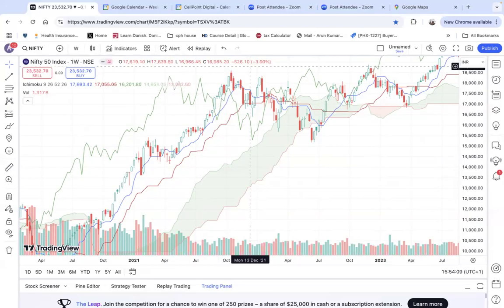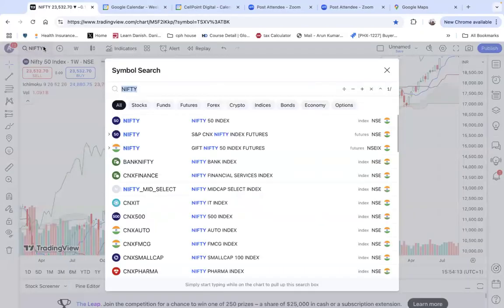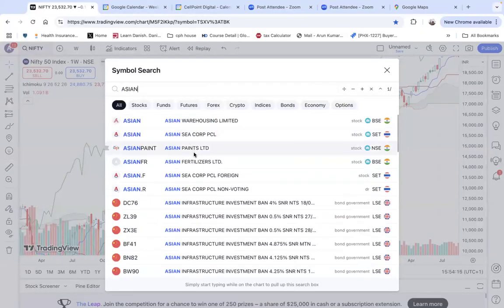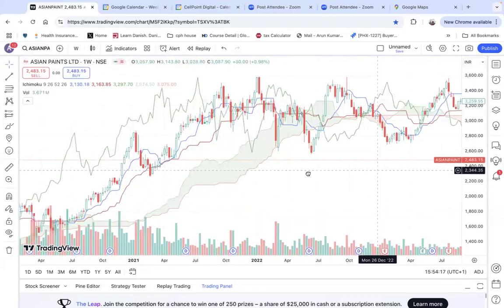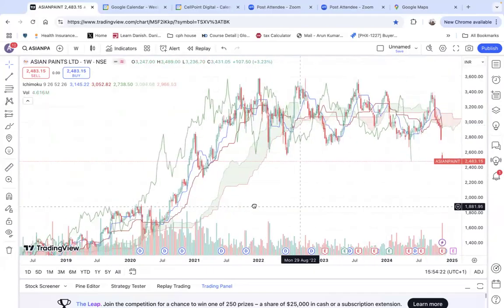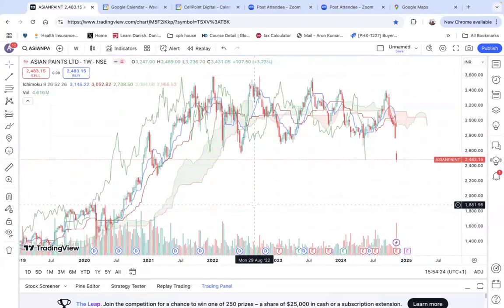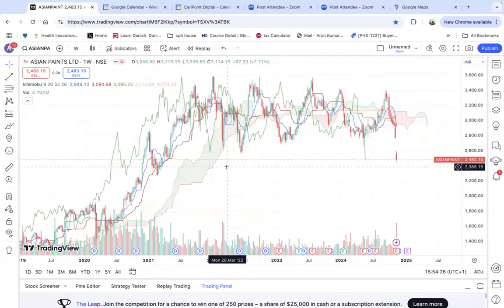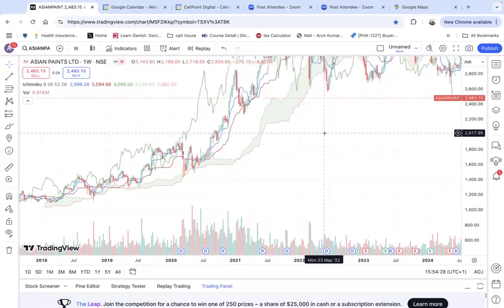Right now, maybe we can go to Asian Paints, Nestle, or HUL. These stocks have been battered in the recent past. So you can see that, the next one, this is a weekly chart, right? So we'll take a look back.